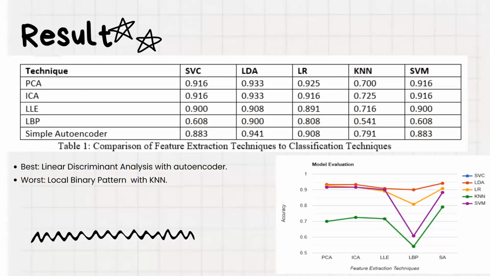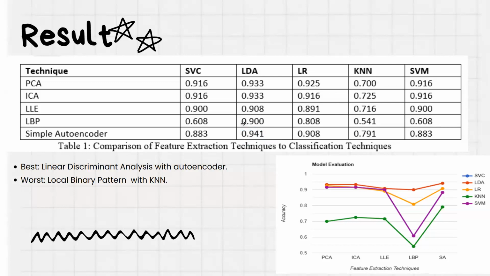So this is the result of this paper. First of all, we take five dimensionality reduction techniques and these five classification techniques, and we find the best couple, using accuracy to find the best result. As you can see, I have shown that linear discriminant analysis with autoencoder is the best. If you go here, you will realize this is the best accuracy.